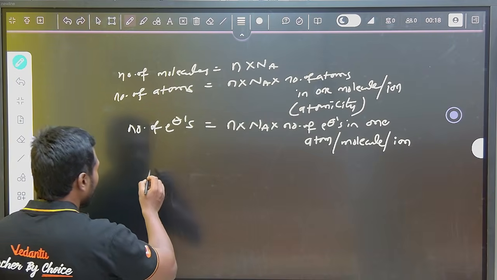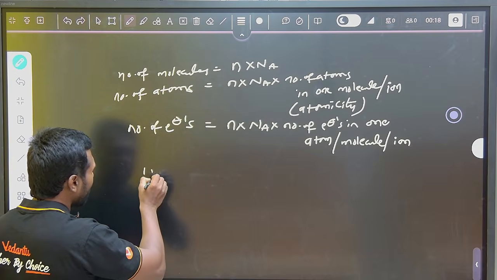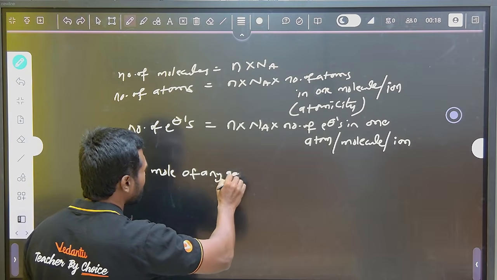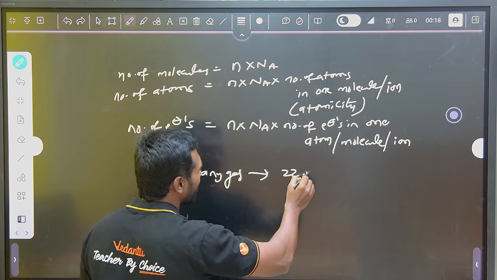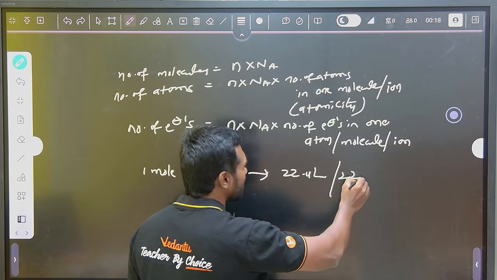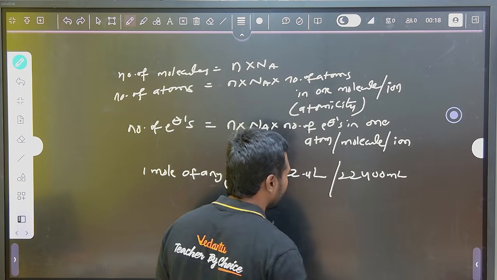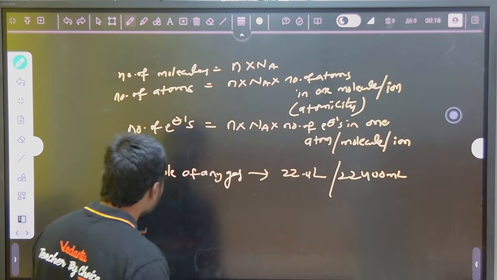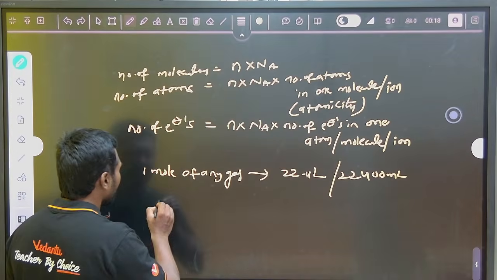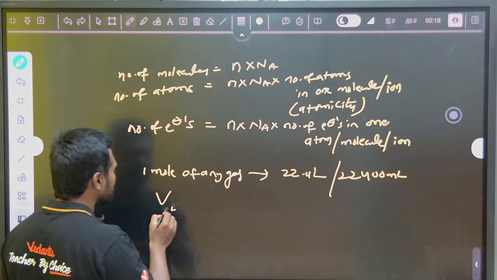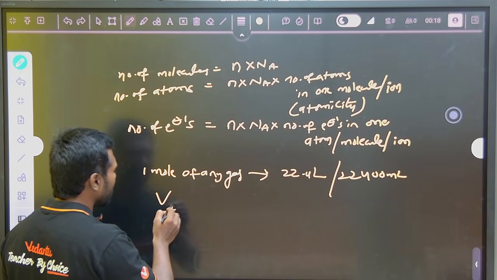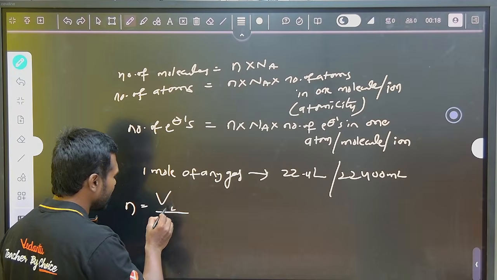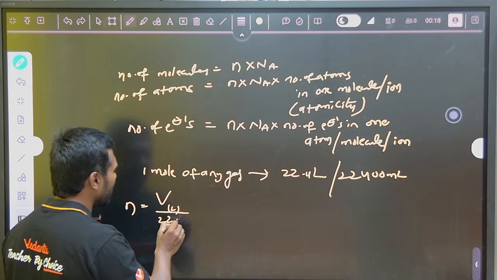Next, we know that 1 mole of any gas will occupy 22.4 liters volume, or else 22,400 ml volume at STP, that is standard temperature and pressure, right? So how to find the volume occupied by any gas? Number of moles is equal to volume occupied by the gas in liters by 22.4 liters.